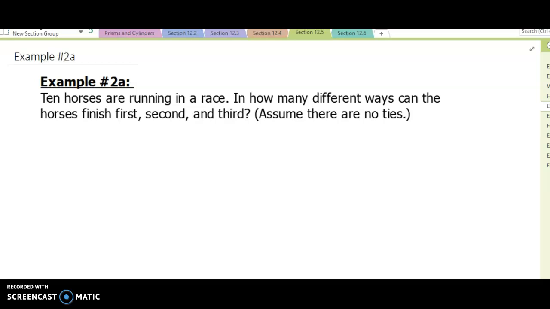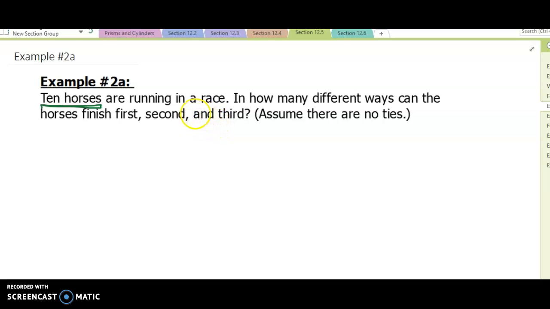And if your brain doesn't work the same as mine, that probably means you're more normal than me. But I do a lot of these using the principle of counting method, but I'll show you both ways to do it, okay? So there are 10 horses running in a race, so there's a total of 10 horses. In how many different ways can the horses finish first place, second place, and third place?